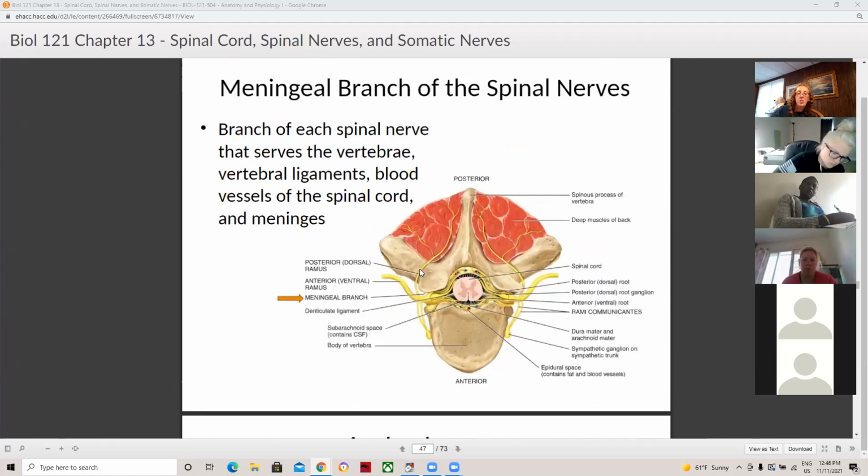A meningeal branch coming off of every spinal nerve is a branch that serves the vertebrae, the vertebral ligaments, and the blood vessels of the spinal cord and the meninges.